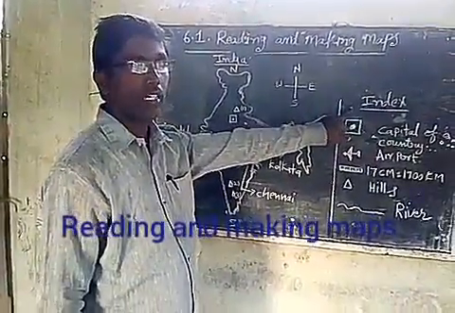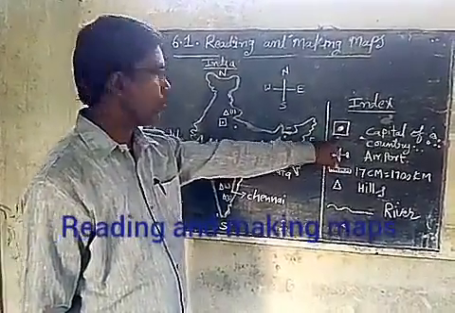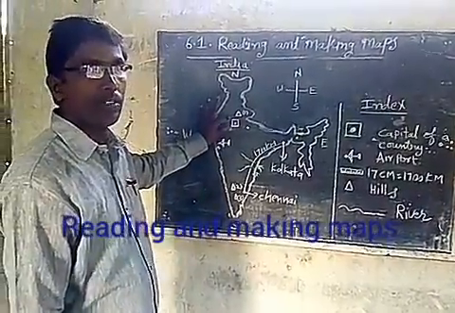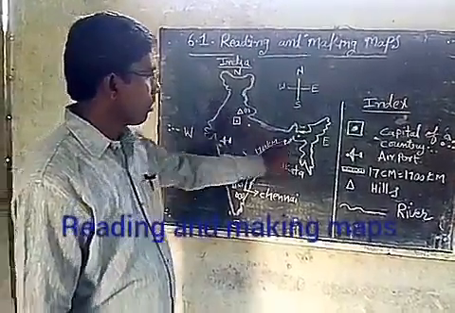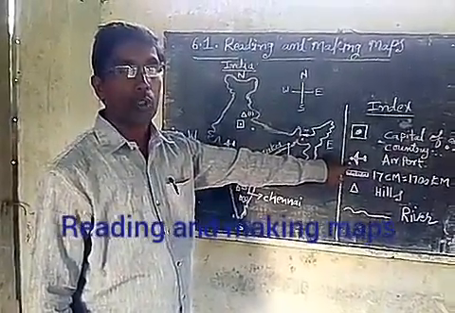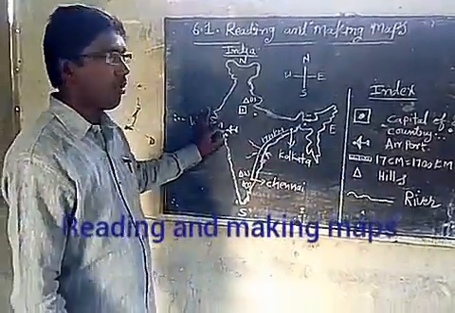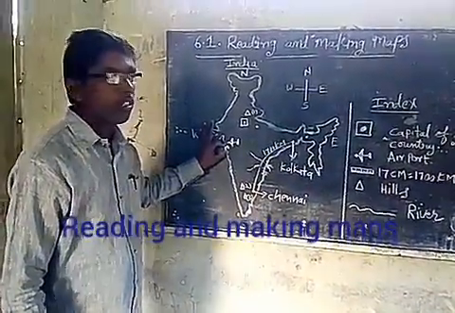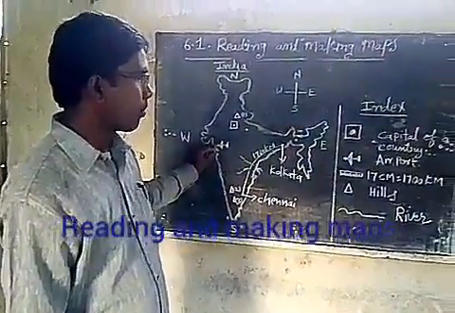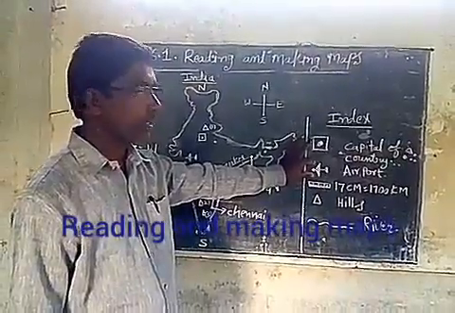Here you see the index. This symbol indicates the capital of a country. Here this is the capital of India, New Delhi. At the same time, airports are also shown in this index. Here you see this is the Mumbai airport. That's why the airport symbol is shown here. Here you see, this is the airport symbol.